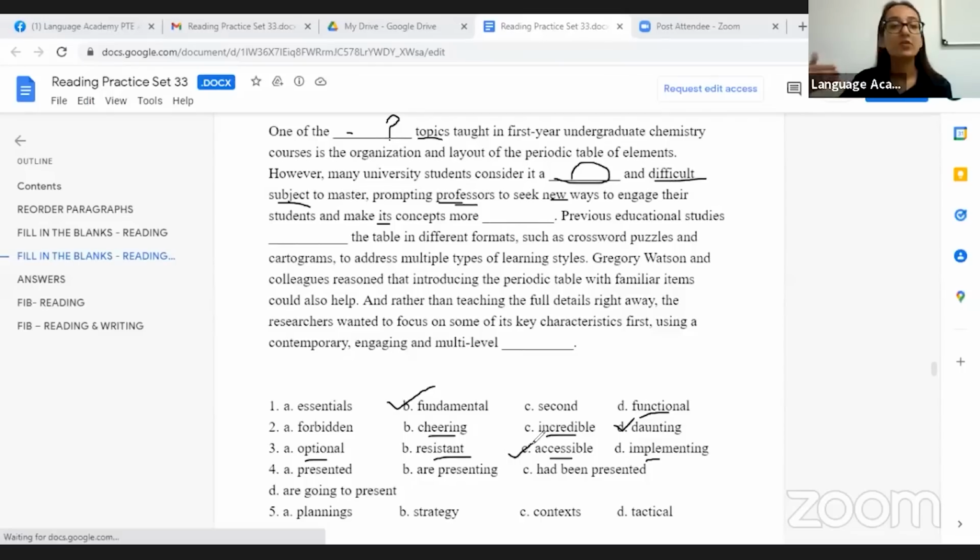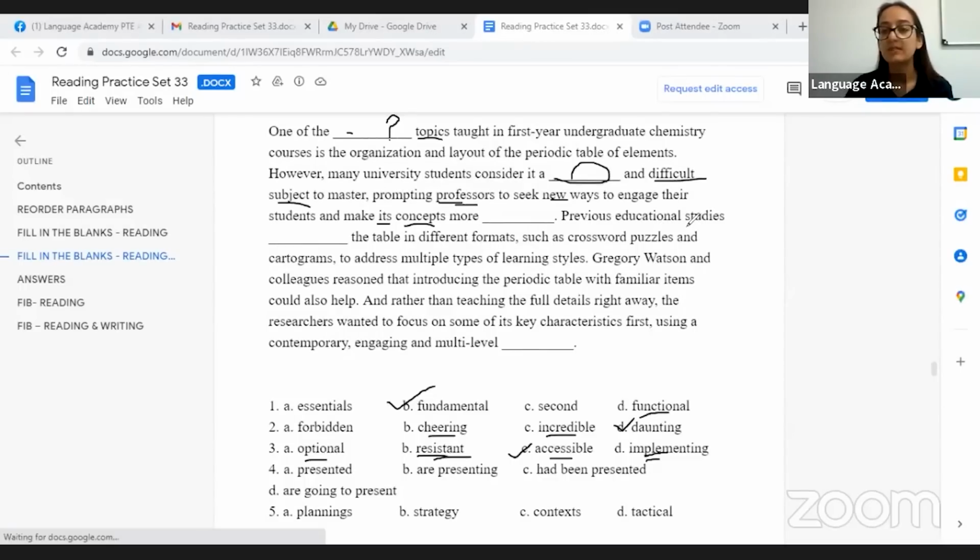They are trying to find new ways to teach the periodic table so that everybody can understand it, everybody can reach that understanding. So in that sense, they have used accessible here. Resistant is like how we can say iPhones are water resistant, so they are not affected by water. Optional and compulsory, we understand. Implementing is to put into practice. We cannot make the concepts more implementing. We'll make the concepts more easy to understand. That is accessible.